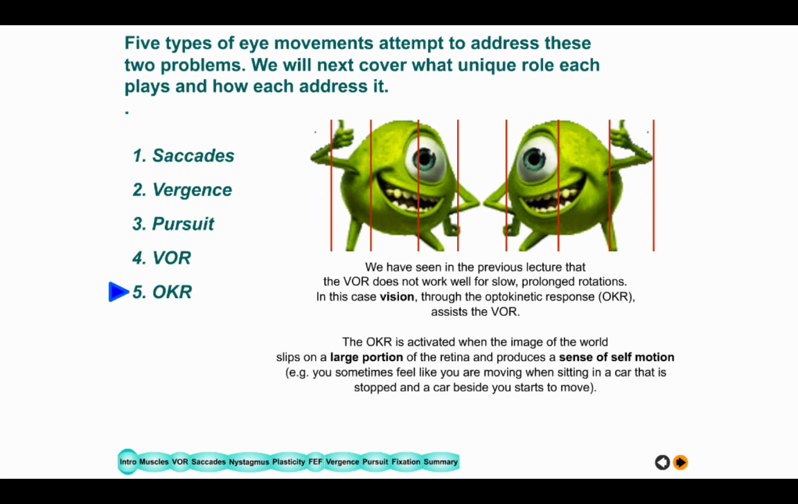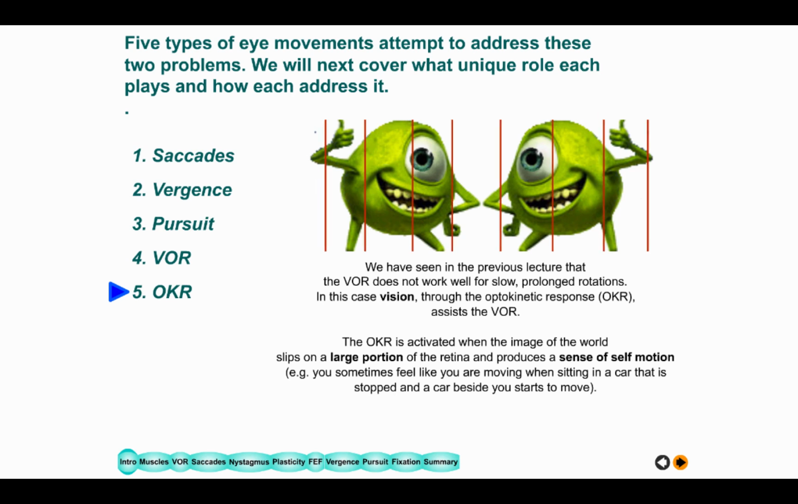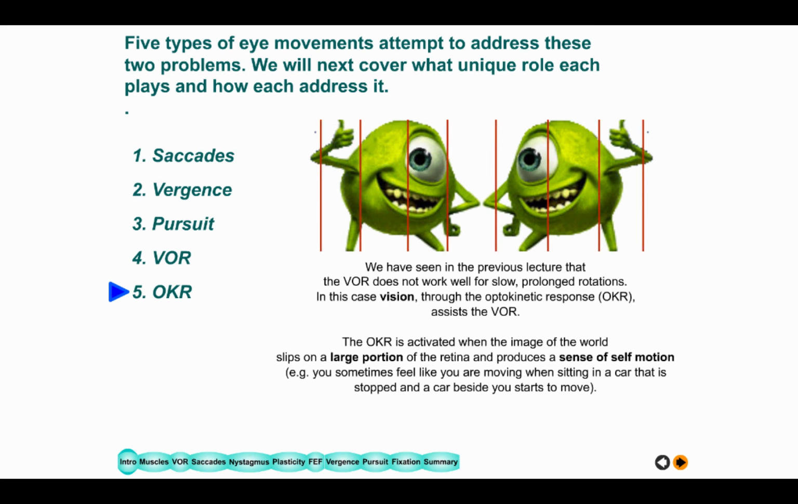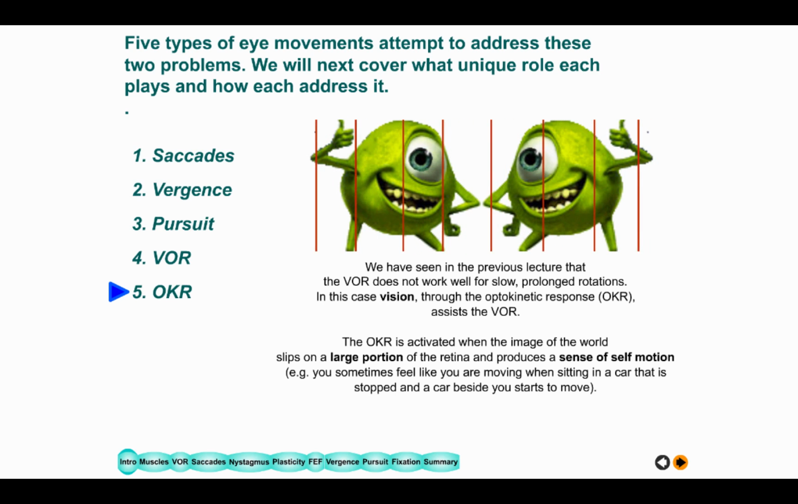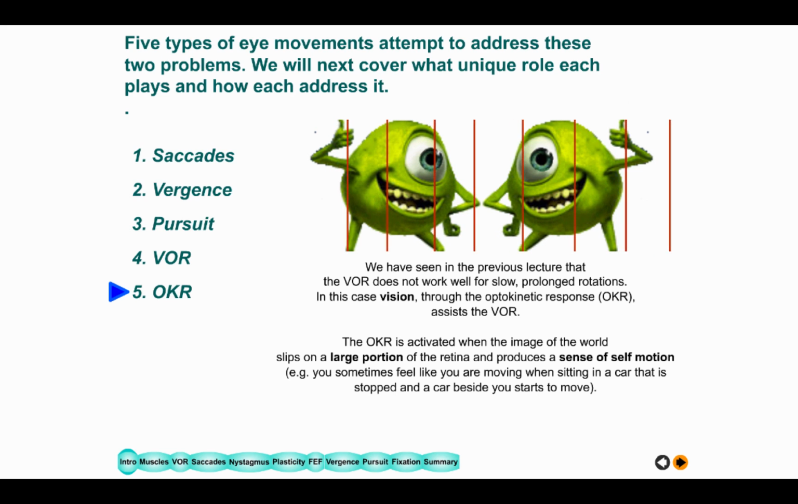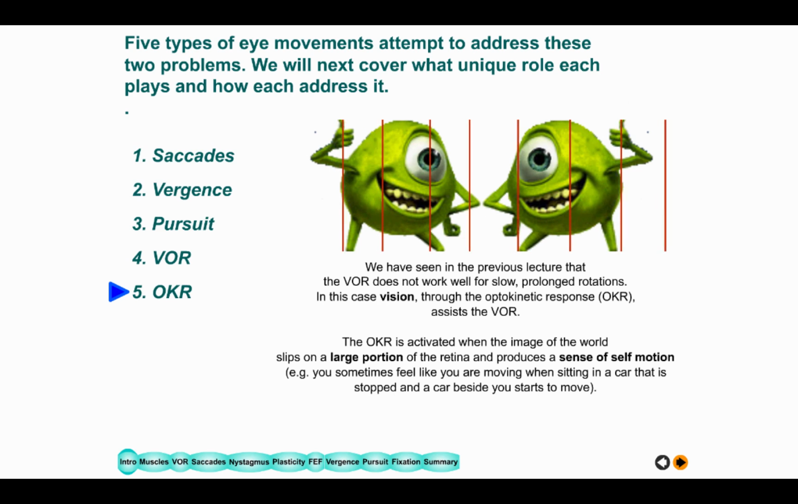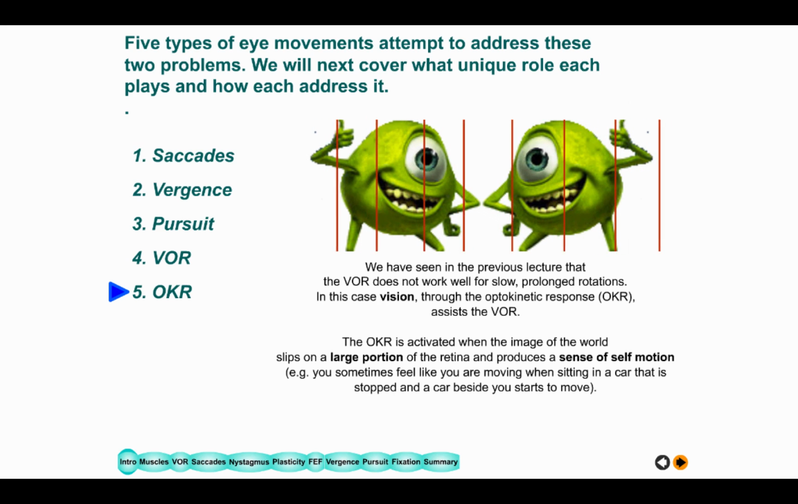And finally, we have a movement called the OKR, the optokinetic reflex. This is activated when a large part of the world, sort of everything that you see in front of you, seems to shift. And from that you get a sense of self-motion. We saw in the previous lecture that its role is to assist the VOR. And in some cases it can fool you into thinking that in fact you are moving.